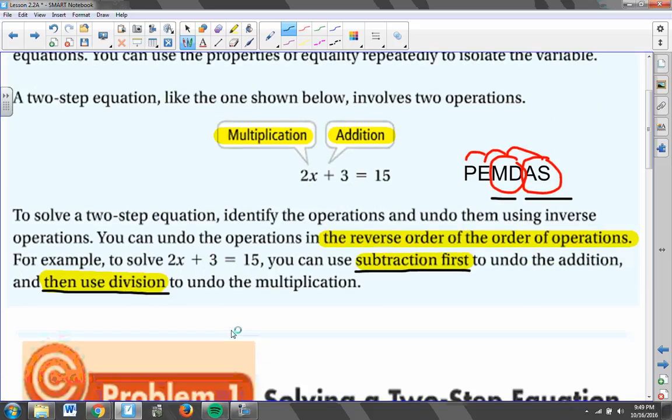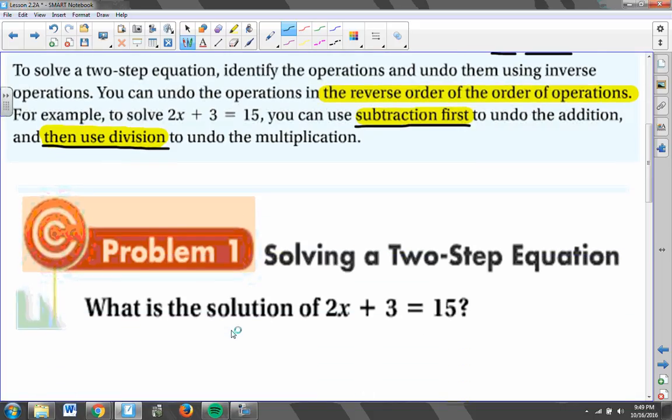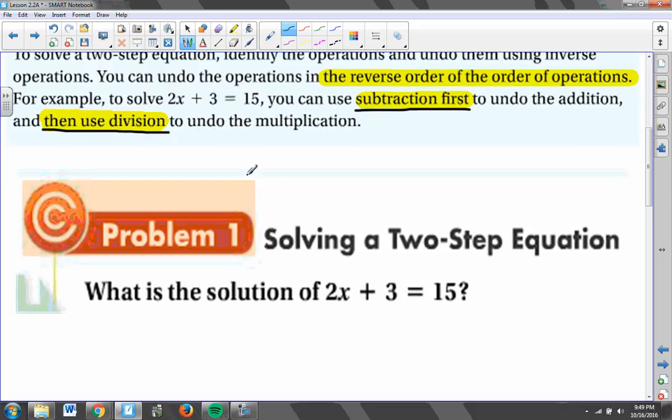Let's look at a quick example here where they give us the equation 2 times x plus 3 equals 15. The first thing that we need to do to solve this equation, or find the solution to this equation, the value for x that makes this true, is to identify what is happening to the x variable in this equation. So the first thing I notice is that right here it is being multiplied by a 2, and then here it's being added by 3. So I have two things that are happening there. It's being multiplied by 2 and it's being added by 3.